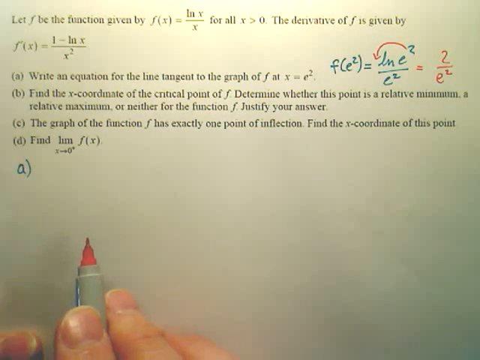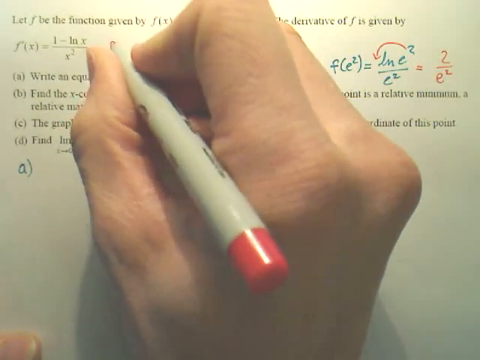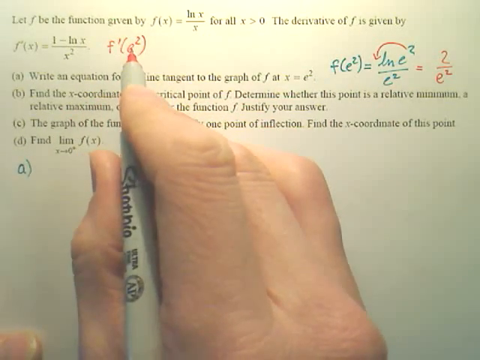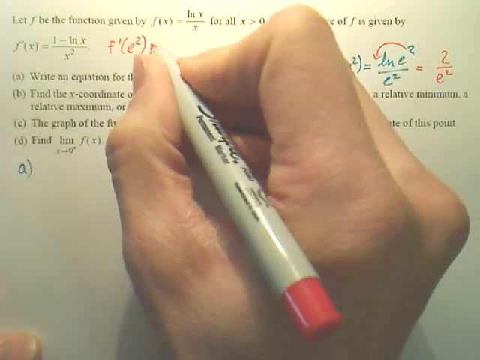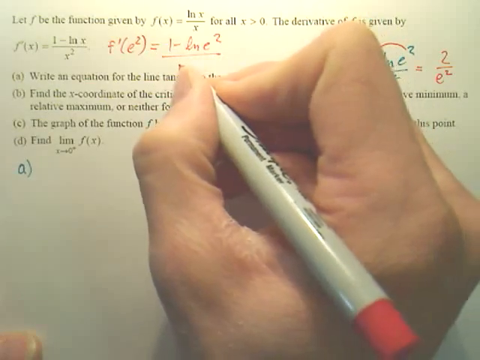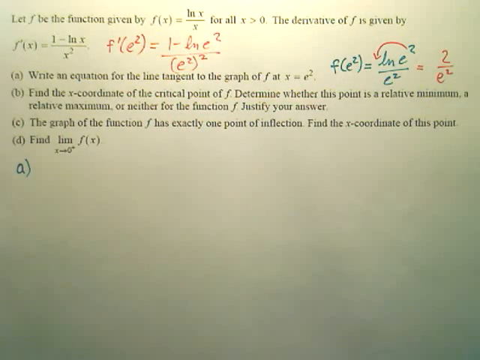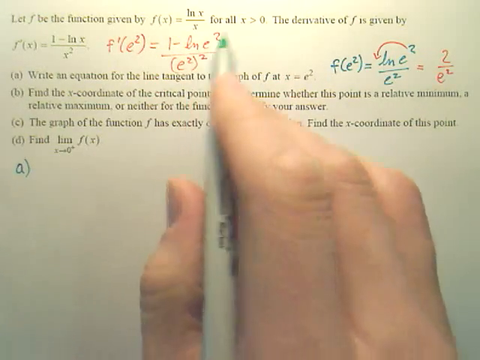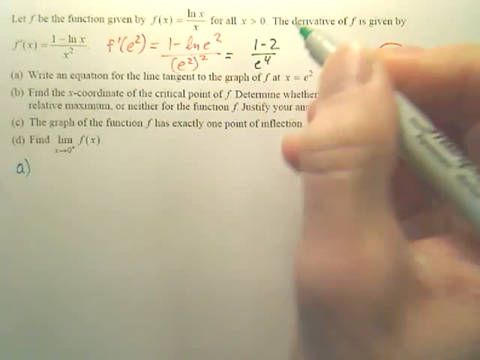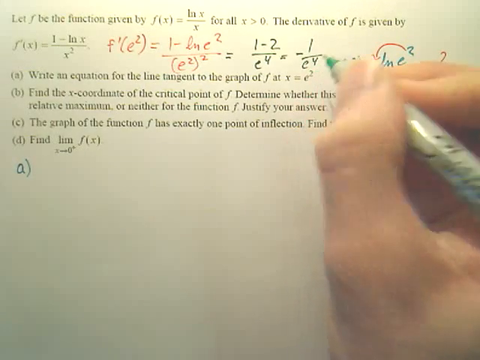Second, we need our slope, don't we? To get our slope, don't you plug in here? We plug it in here, correct? So for that, 1 minus ln e squared over e squared squared. Well, won't this become the same idea? 1 minus 2 over e to the fourth, which is negative 1 over e to the fourth.